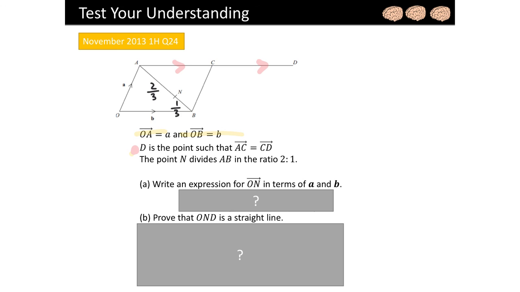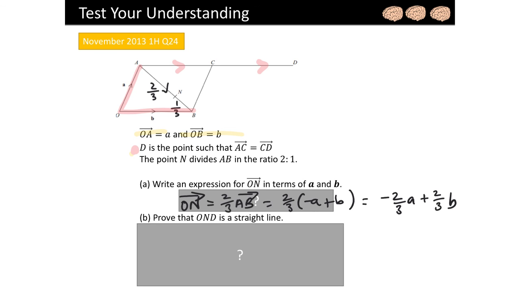Brilliant. And write an expression for ON. Okay, perfect. So ON. How do I get there? ON is 2/3 of AB, isn't it? How do I get 2/3 of AB? Well, A to B is minus A plus B in this direction. So 2/3 of minus A plus B. And I'm going to get minus 2 over 3 A plus 2 over 3 B. Perfect.